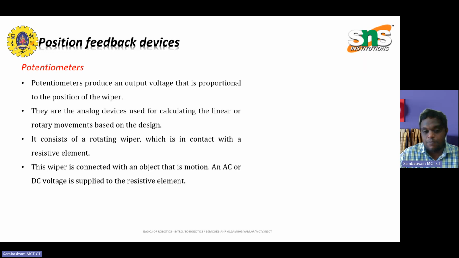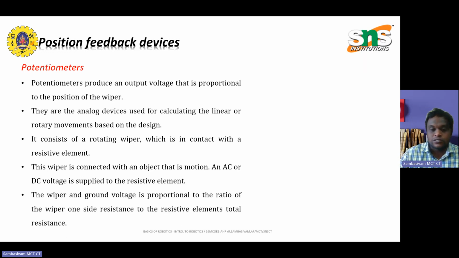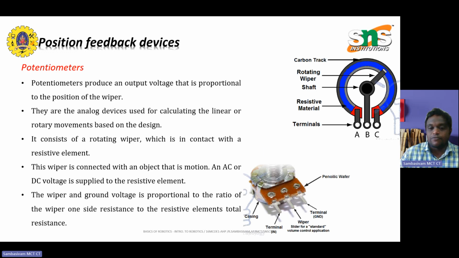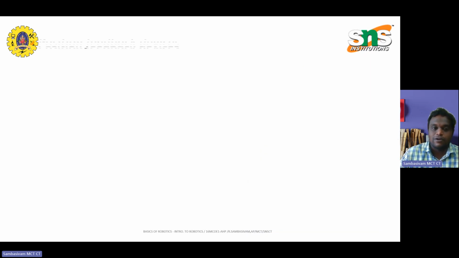An AC or DC voltage is supplied to the resistive element. The voltage between the wiper and the ground is proportional to the ratio of the resistance on one side of the wiper to the total resistance of the element. I have shown an example of this in the picture of the potentiometer.